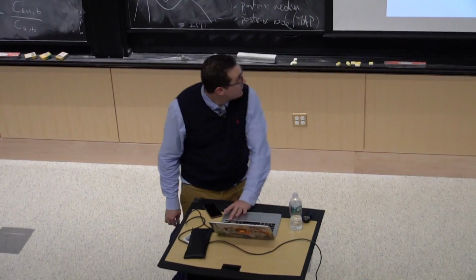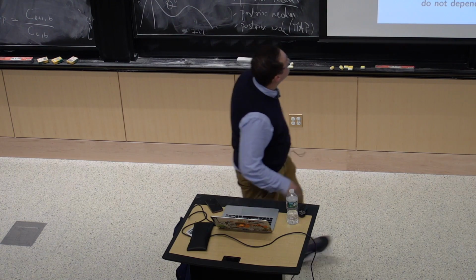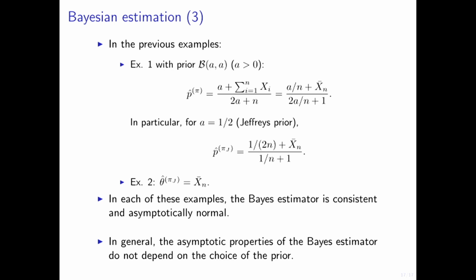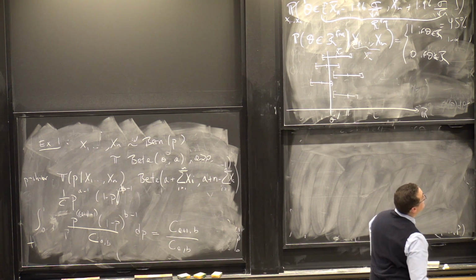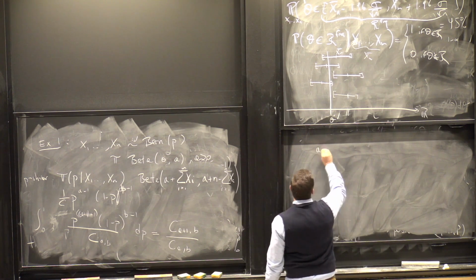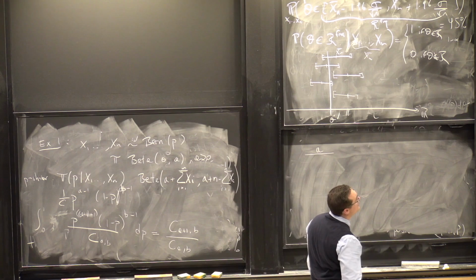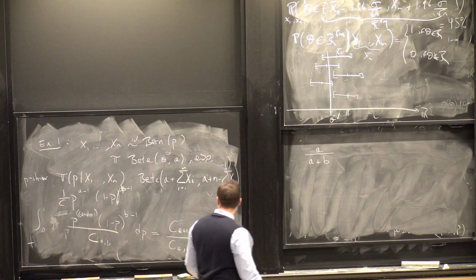So in this case, what you get is, well, we get essentially a divided by, I think it's a plus b. Yeah, it's a plus b, right? So that's this quantity.